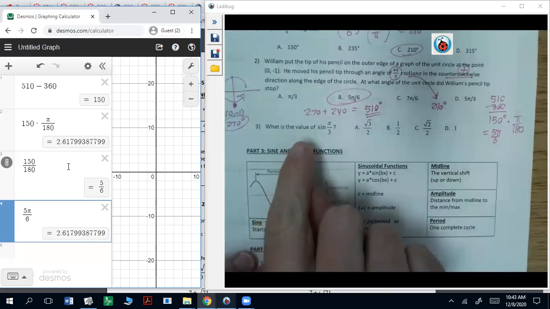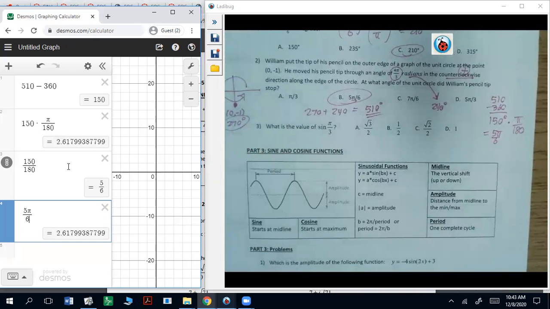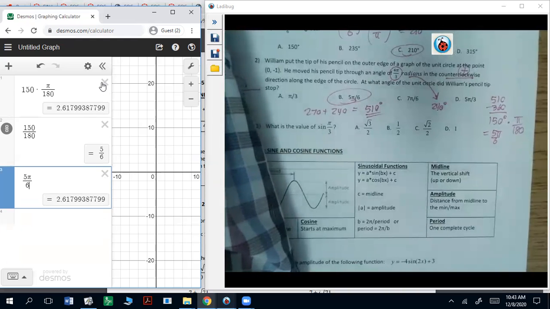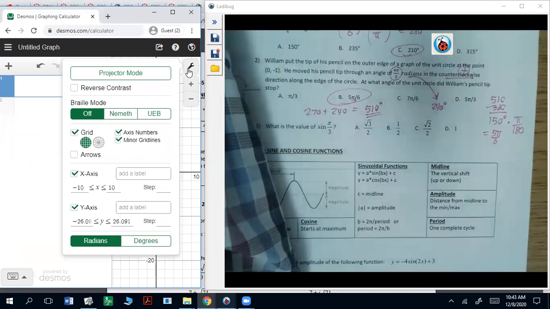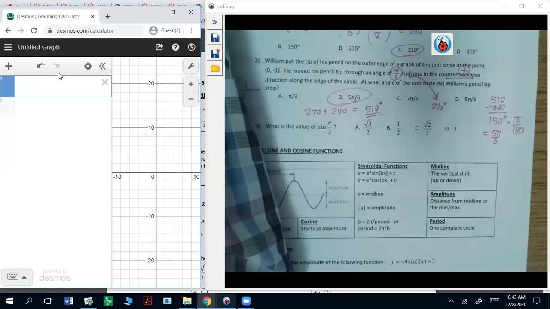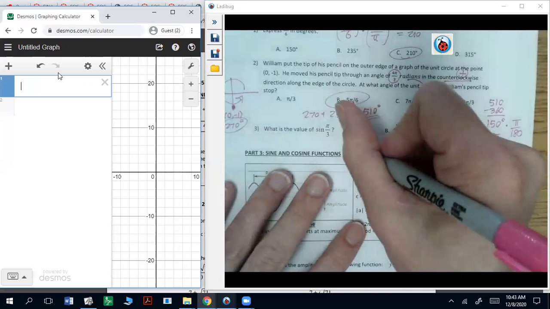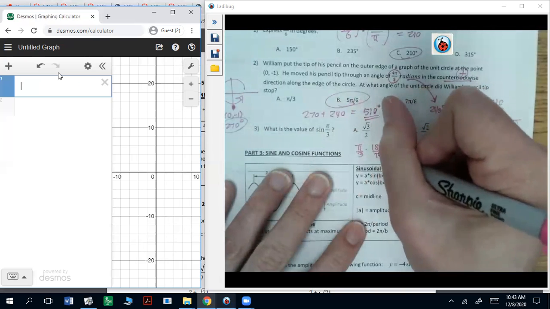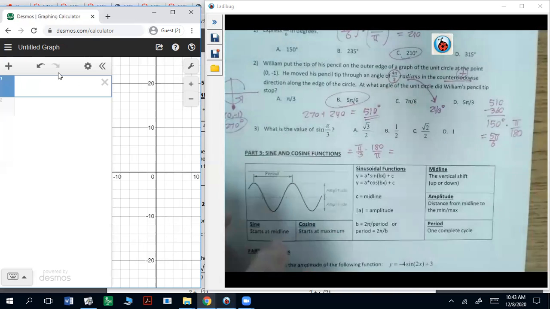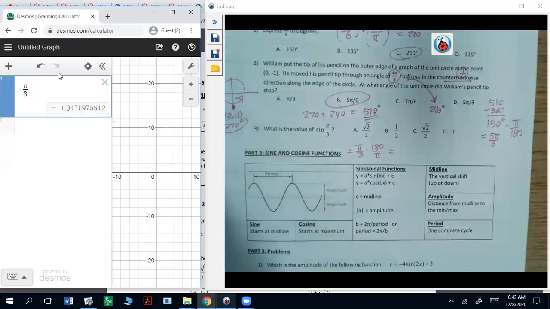And then question 3, what is the value of sine of pi over 3? What you can do on this problem is bypass the unit circle. Click on the graph settings, make sure you are in degrees. Take your pi over 3, multiply by 180 over pi, and convert that to a degree. So pi over 3 multiplied by 180 over pi is 60 degrees.